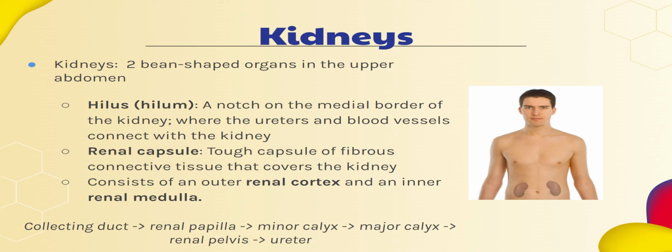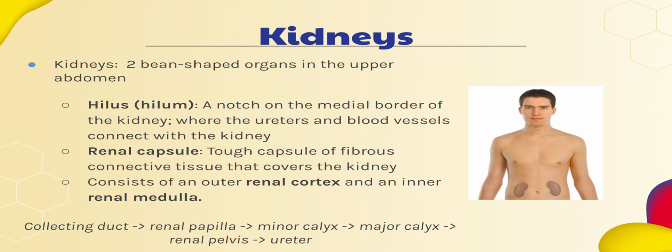The kidneys are two bean-shaped organs in the upper abdomen. They're protected by the lower edge of the ribs. They lie against the back muscles on each side of the spine. Each kidney receives blood from a renal artery and is drained by a renal vein.